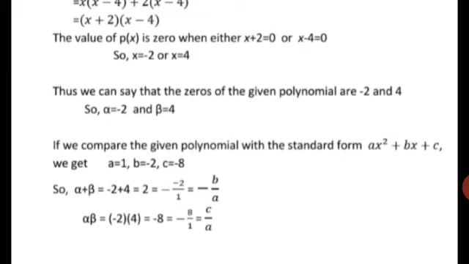The second one, it is -8 upon 1. We have just now studied that the denominator is a, which is equal to 1. Whereas, if you look at the numerator, it is -8, which is nothing but c. So, we get alpha beta equal to c upon a. This proves the relationship between the zeros and the coefficients of a quadratic polynomial, and this is true for each and every quadratic polynomial.